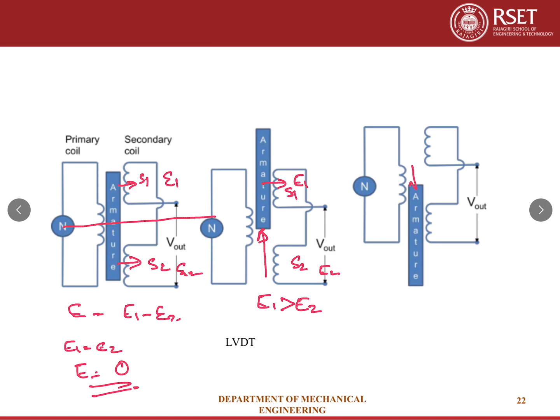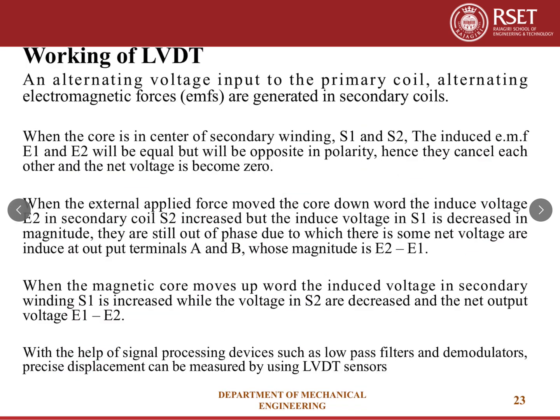When the armature of the field core is moved downwards, this core has more influence on S2 compared to S1. So the induced EMF E2 will be more compared to E1. So there is a net voltage in the output terminal. That is detected and converted as displacement. So that is the working.